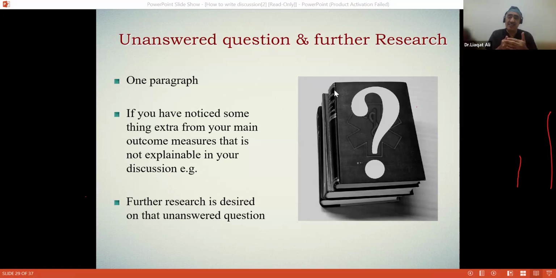So further research, ये नहीं है कि you just write a sweeping statement कि further research is desired on this topic. ये topic तो आपने establish कर दिया. Further research is desired on the unanswered question, the unanswered question which you have retrieved from your results and in the discussion.